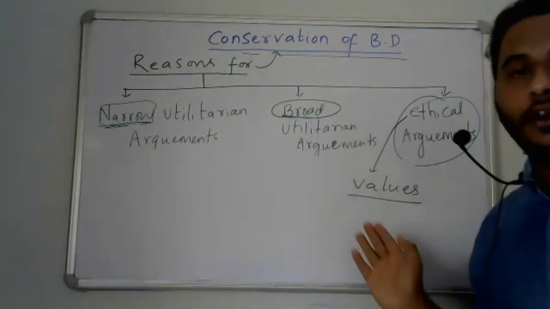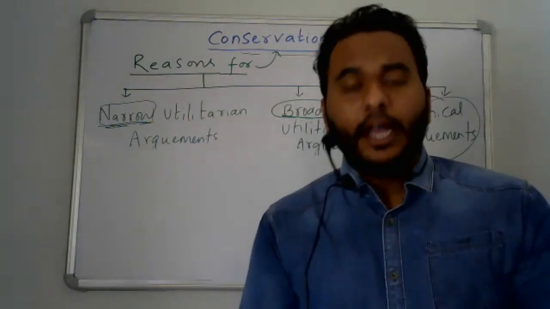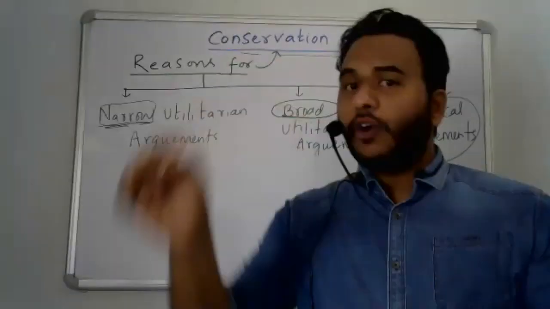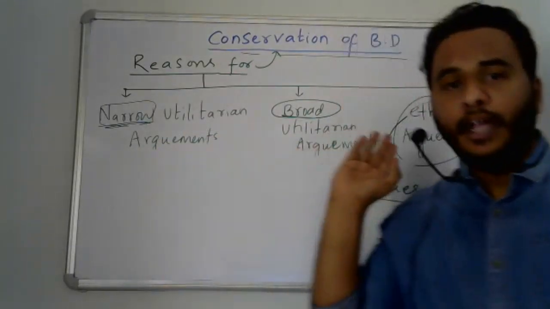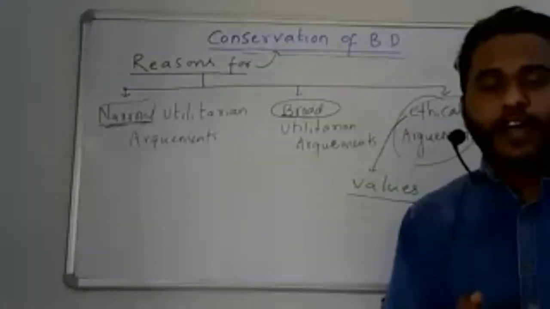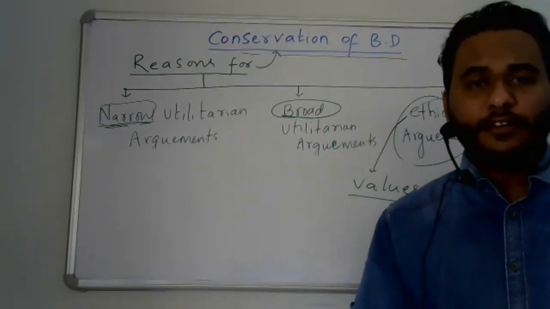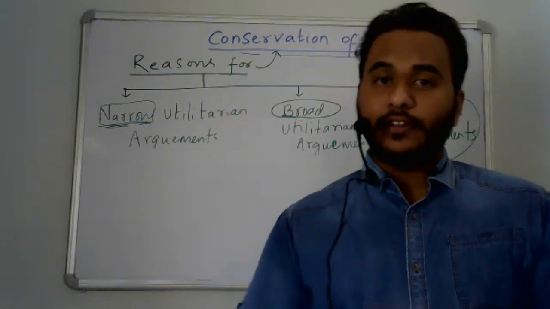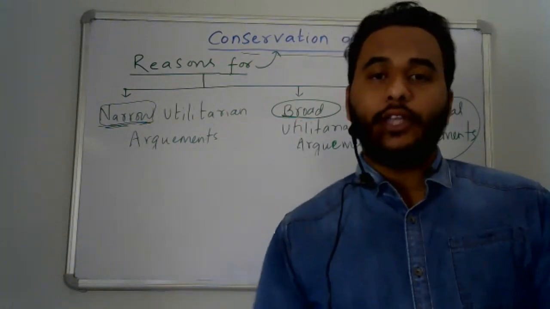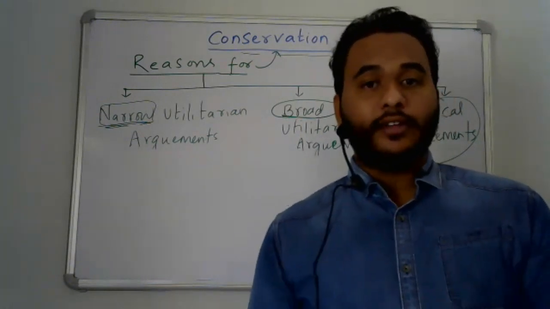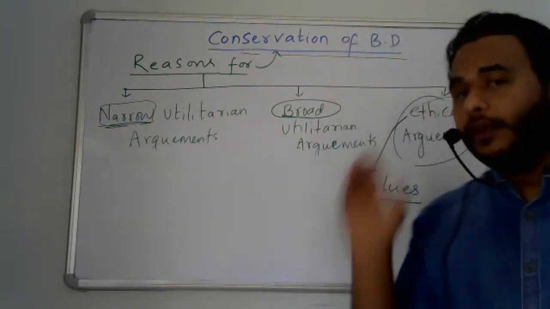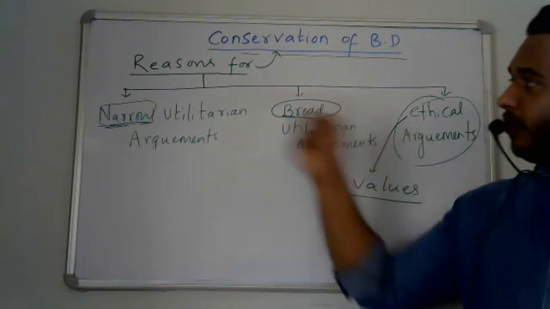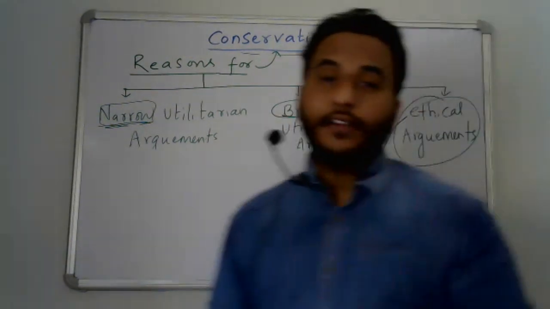And coming to ethical arguments, every component of the environment has its own intrinsic value, and protecting each component of the environment comes under ethical reasons. We have some values. Our ancestors, our ancient people, used to respect natural resources like the sun and plants. They used to pray to them as god and goddesses respectively. So there are some ethical arguments lying there. These are the reasons for the conservation of biodiversity.